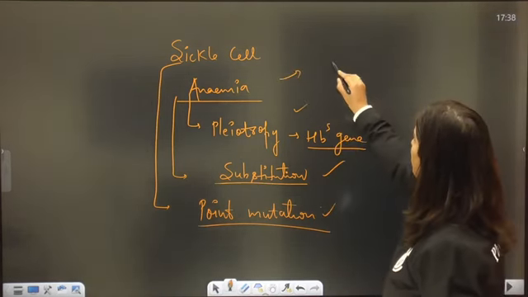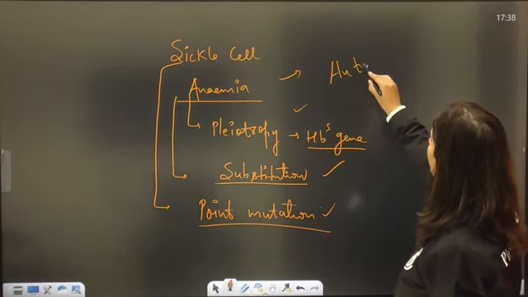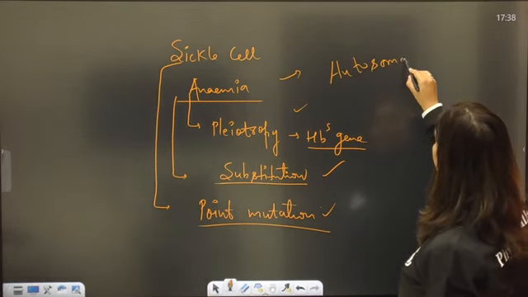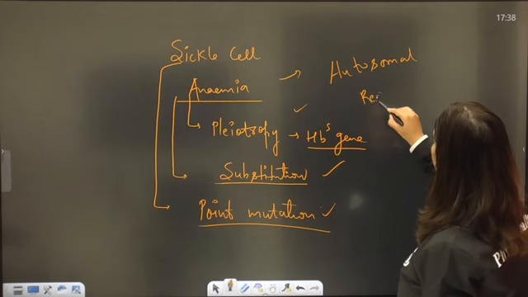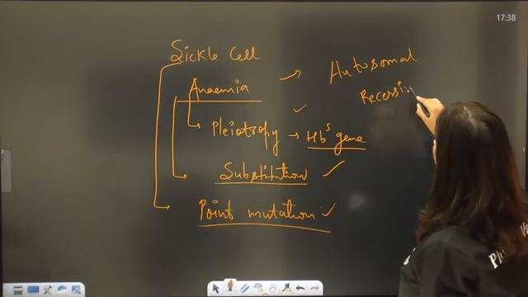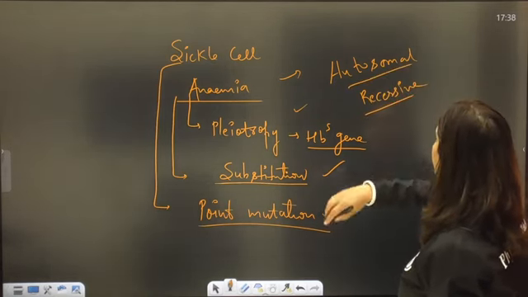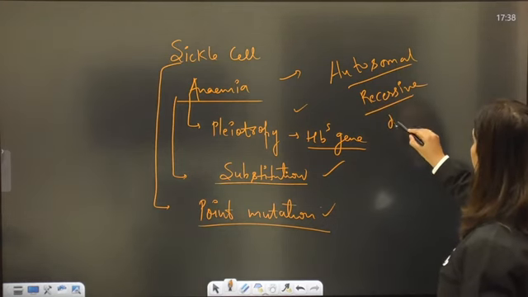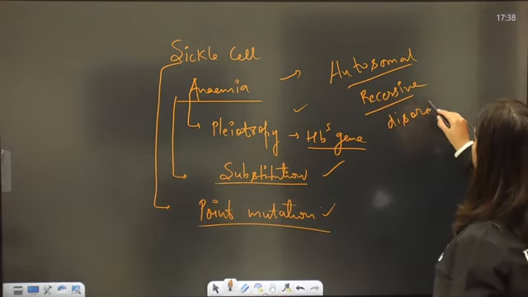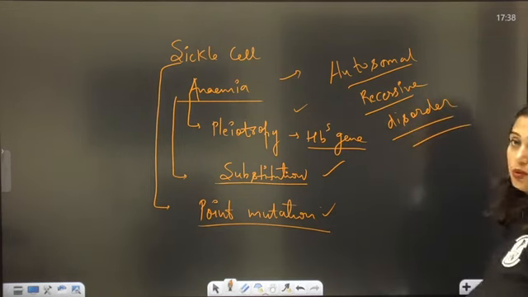And it is an autosomal recessive disorder. That means the gene which is responsible for sickle cell anemia, that is the HBS gene, is present on an autosome. So these are some terms which are related to sickle cell.